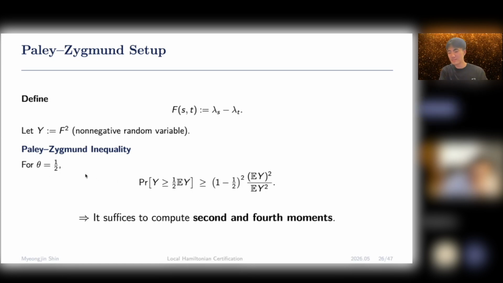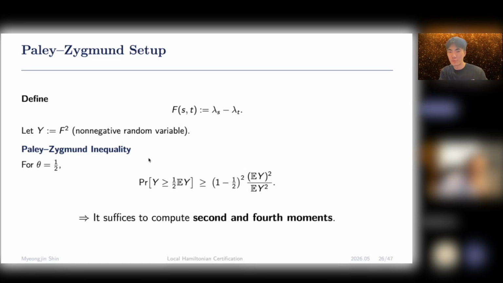If we set zeta as 1/2, the probability of y being greater or equal to 1/2 times the average of y is lower bounded by this representation. It is well known. And so what should we do? As you can see on the right side, now we need to compute the second moment and the fourth moment of f.